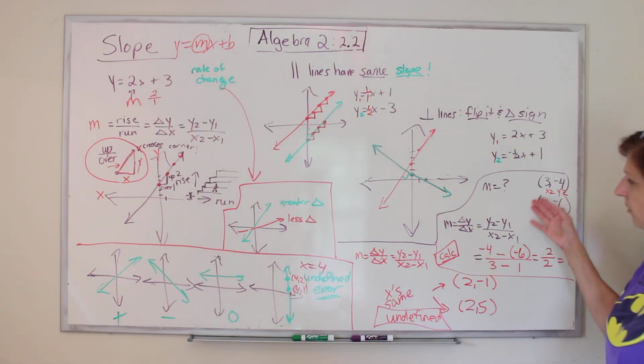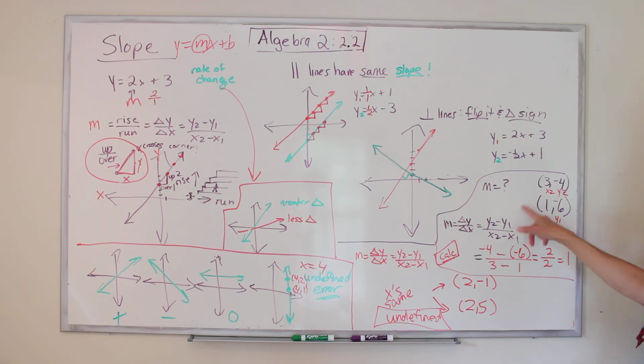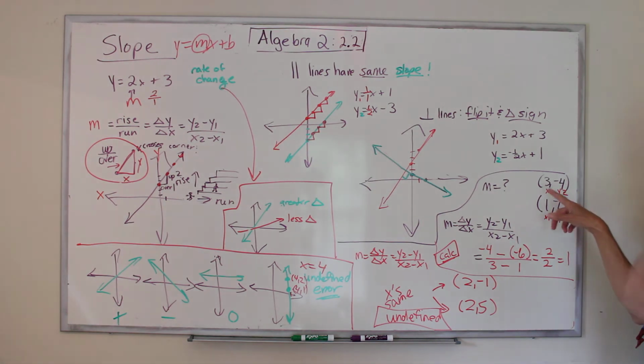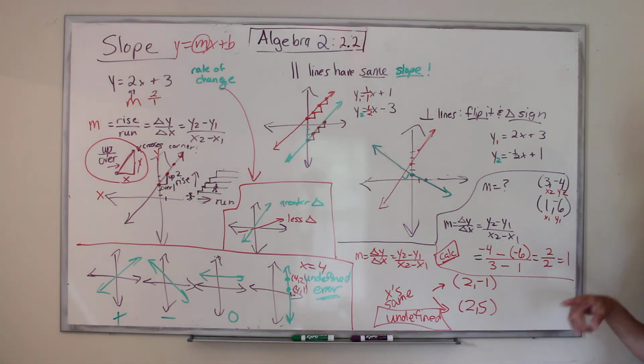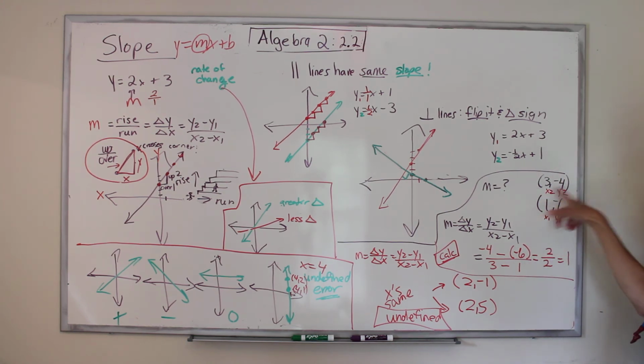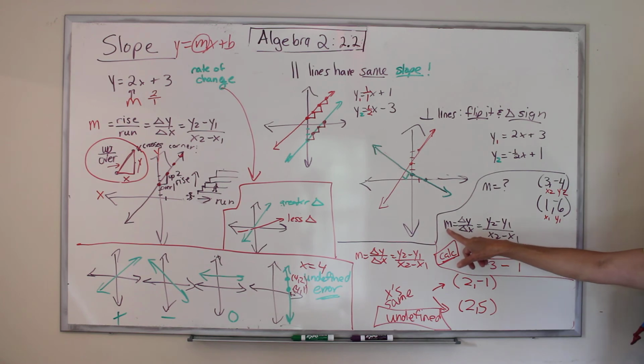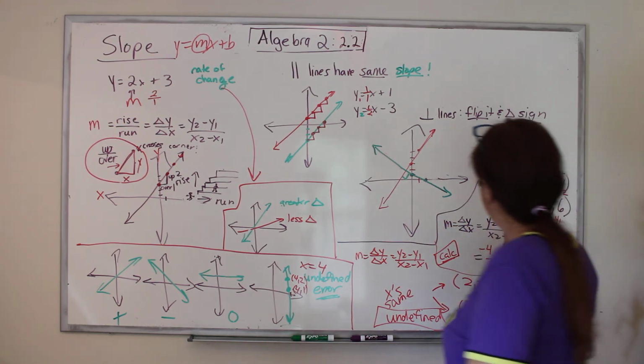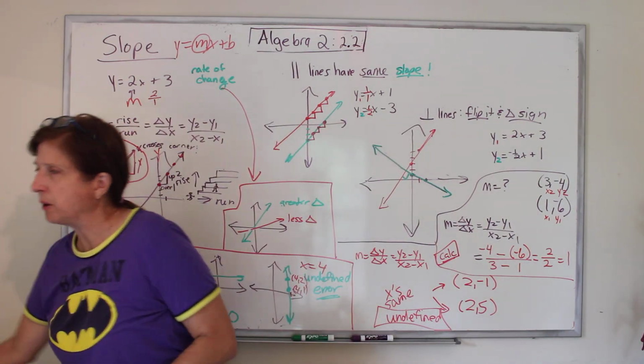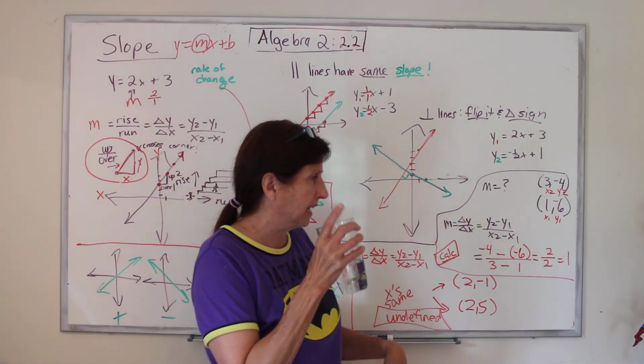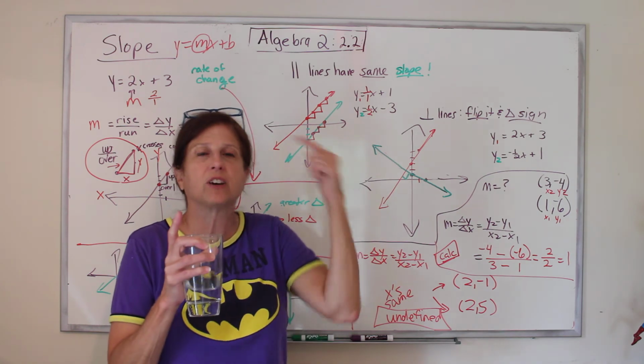Alright, so here's a slope problem. What is slope? We're given 2 points. Step 1, you figure out which ones are the ones. 3 is less than 1, these are the ones. Step 2, I write my formula. Slope equals change in y over change in x, y2 minus y1 over x2 minus x1. I write the formula every single time.